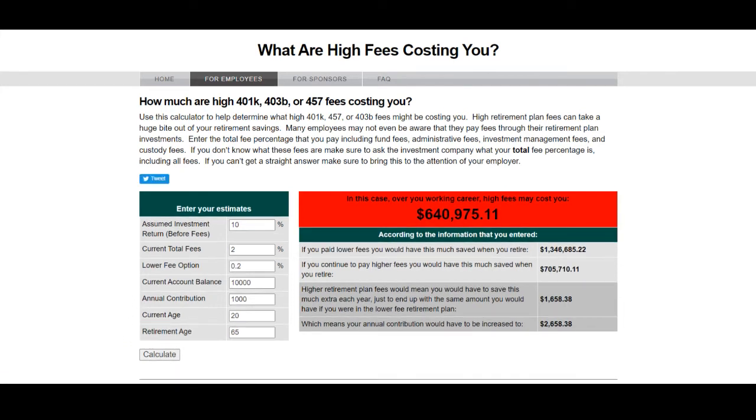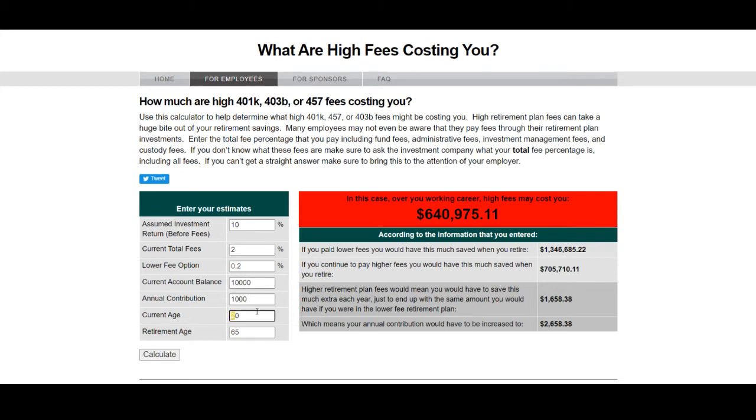Just about the same. $640,000 you're going to save by going with that lower fee option. This is incredible, guys. You're talking about almost doubling your retirement account.